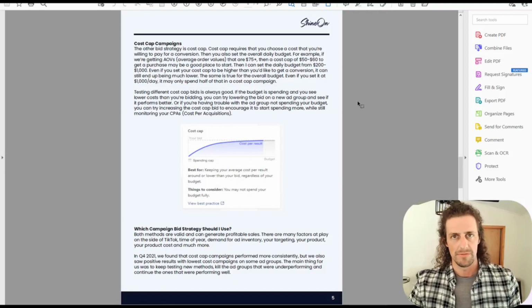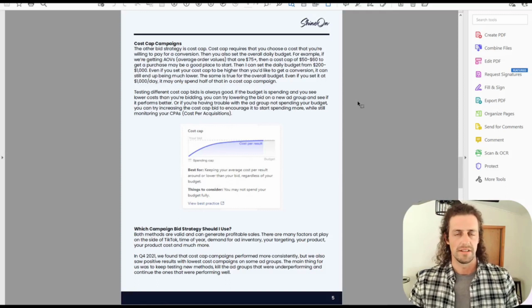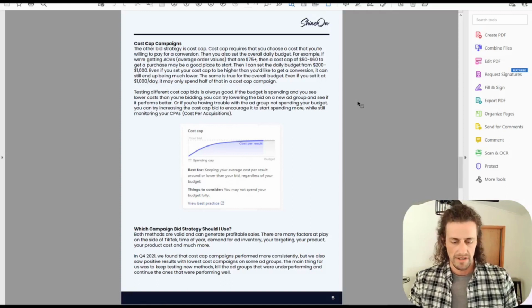Overall, we found cost cap to be more consistent through the busy holiday season. Now, lowest cost worked really well early on, and then it started falling apart a little bit as more marketers were in there advertising for the holiday season, and then cost cap just ended up being more consistent overall.